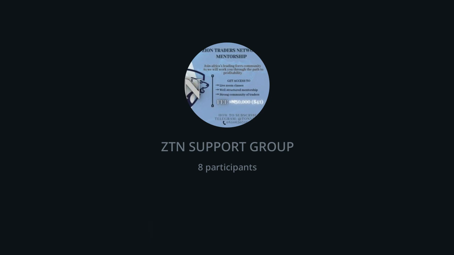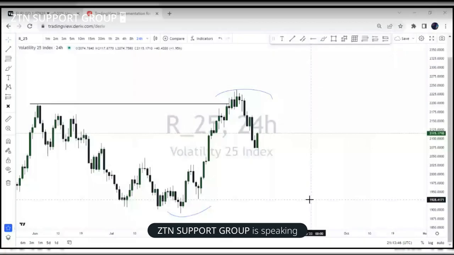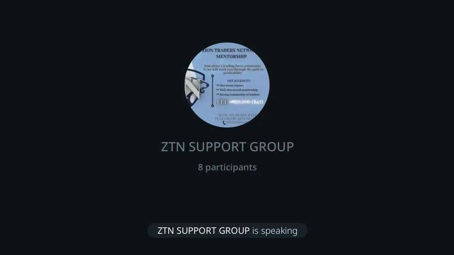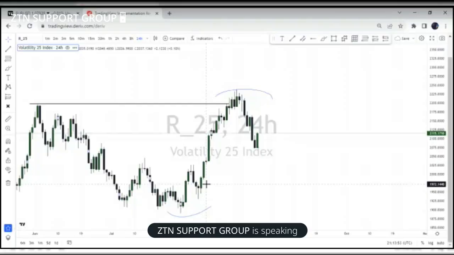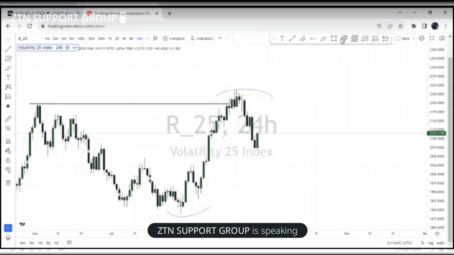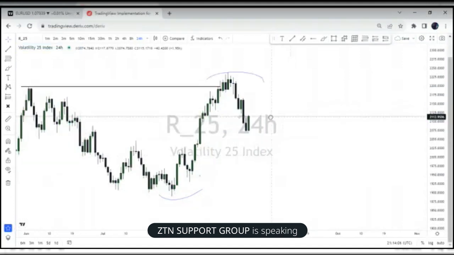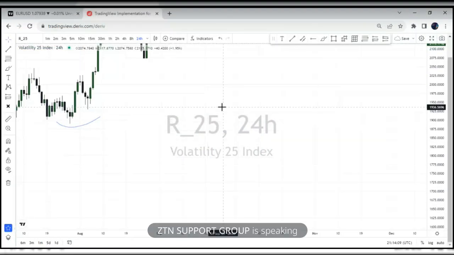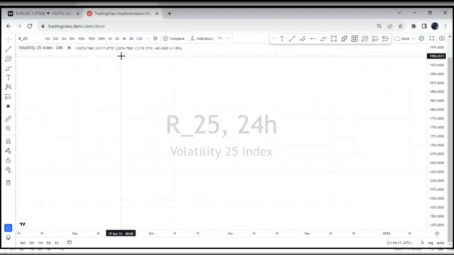So what I'm going to do is a refresher on market structure, because of some of the questions I got last week based on some of my students' charts, how they determined some zones and all of that. So I'm just going to start with a recap on market structure.